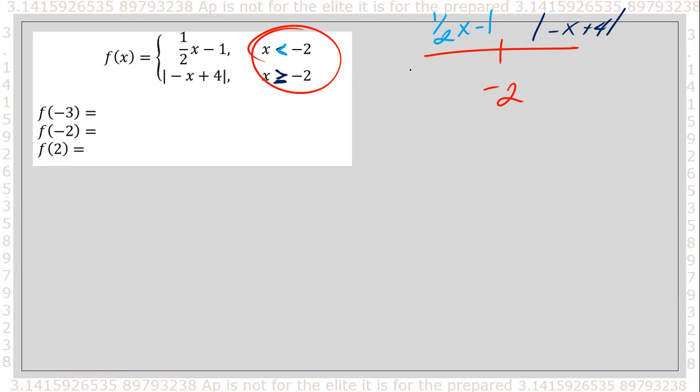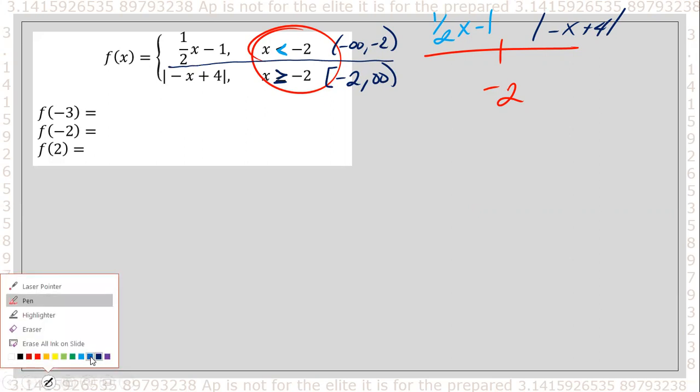If you prefer to look at the domains, that's perfectly fine too. This would be from -infinity to -2 with a parenthesis, and this one would be everything to the right, including -2, so this would look like that. It's completely up to you. They both work out, and all you have to do is substitute depending on where they're at.